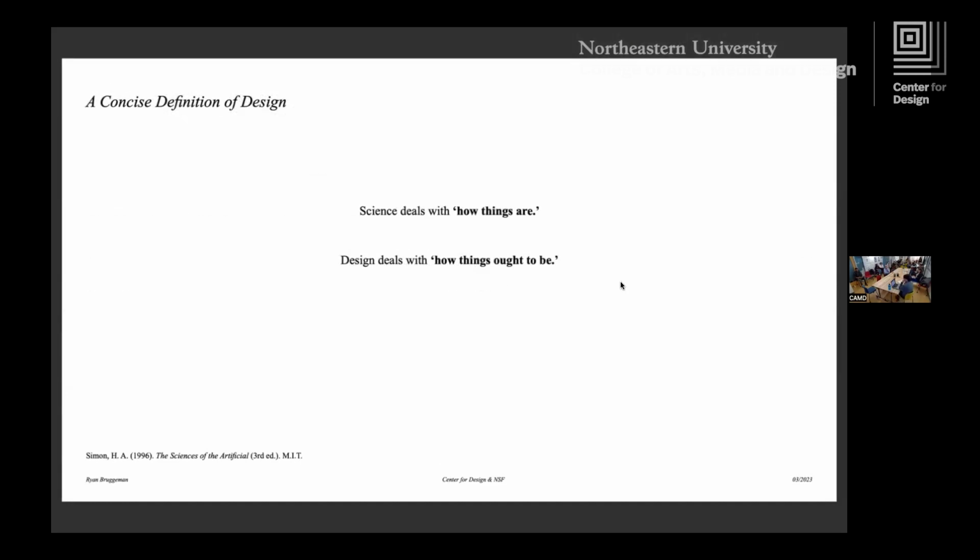So I'm going to offer just a concise definition of design. As we saw, science deals with how things are, whilst design deals with how things ought to be. I'm going to keep it at that. You could argue that it deals with how things should be or could be. Ought to be. You leave it a bit less, I guess.